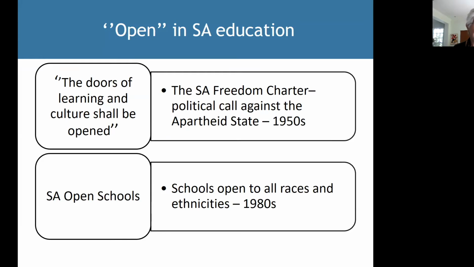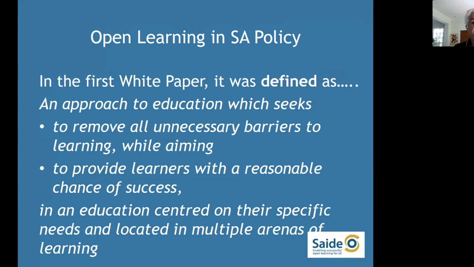South Africa has some great examples of using open. The doors of learning and culture will be open. This was a clarion call in the Freedom Charter in the 1950s. And then in the 1980s, many churches declared that their schools would be open. Open learning did make its way into our first education post-apartheid policy as an approach to education.